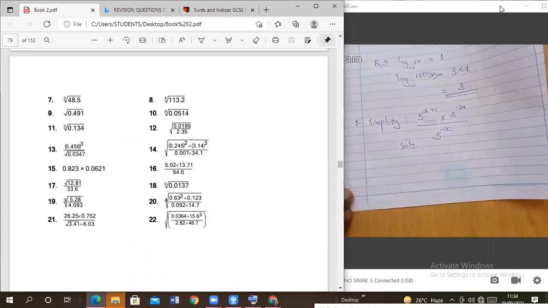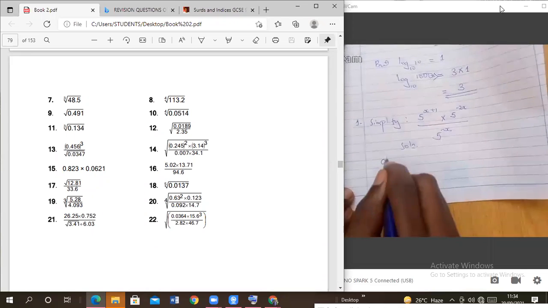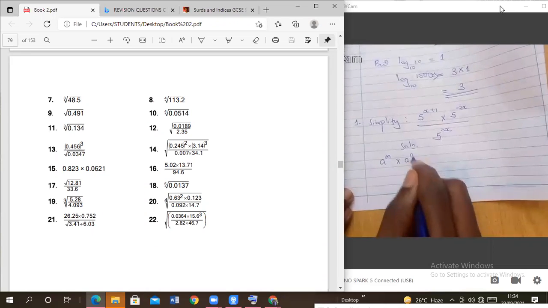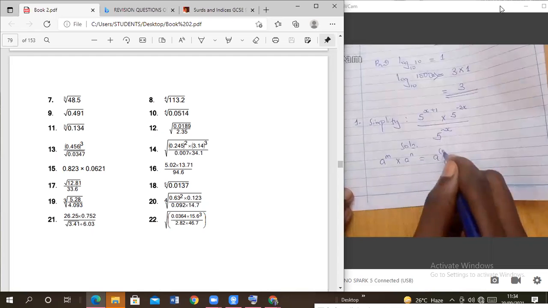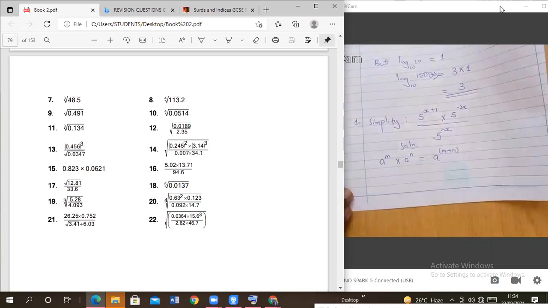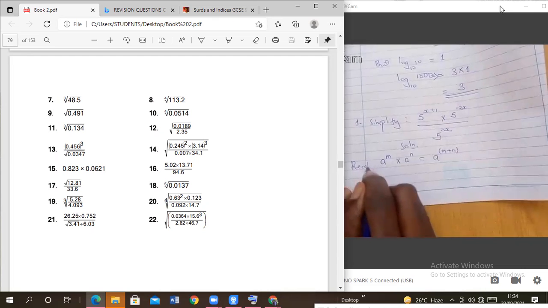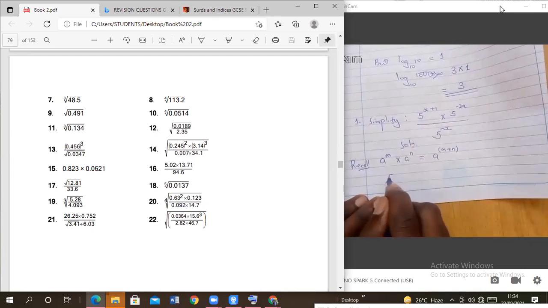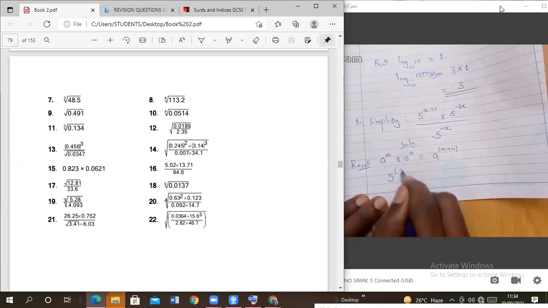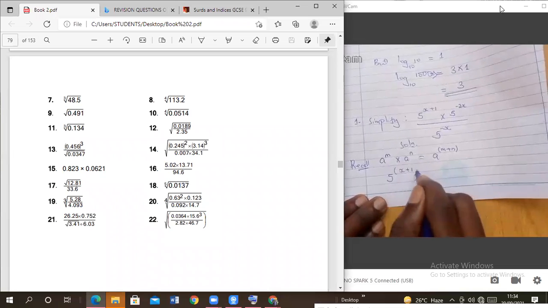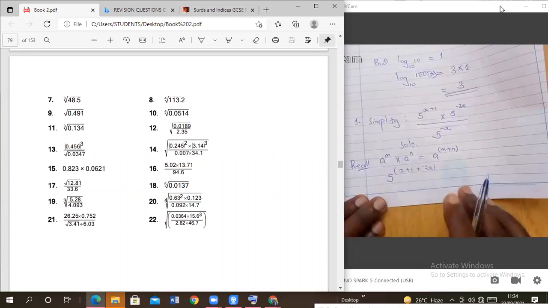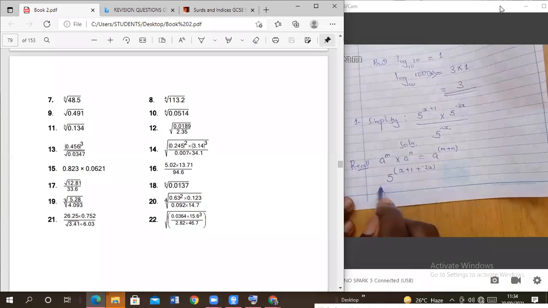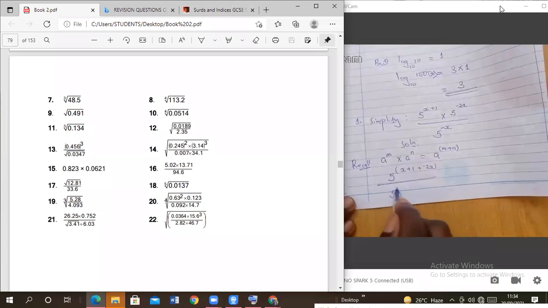What do we do to their powers? I said if I have a to the power m and I'm multiplying a to the power n, what do we do to their powers? We add. So now this one will be 5 to the power x plus 1 plus negative what? Over 5 to the power negative x.